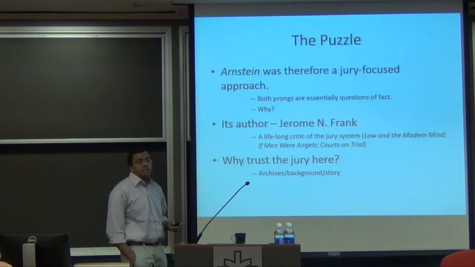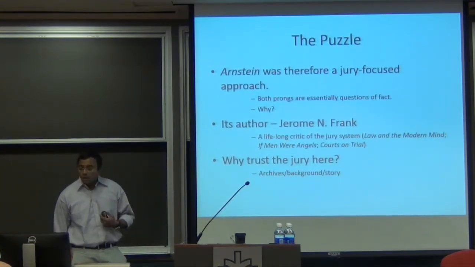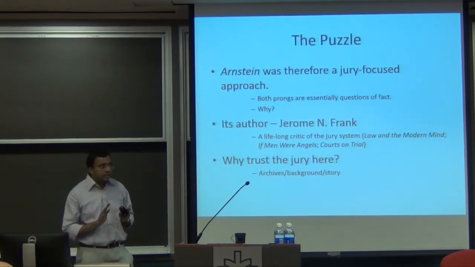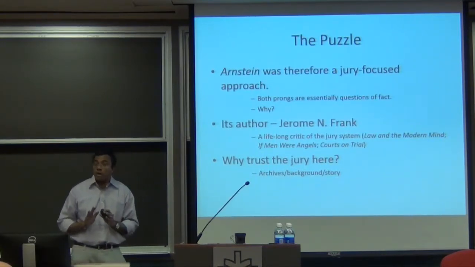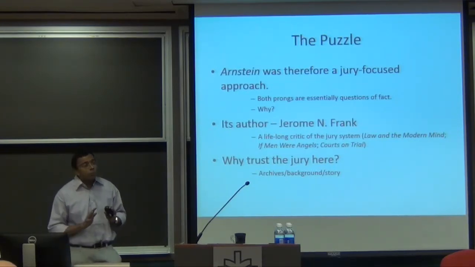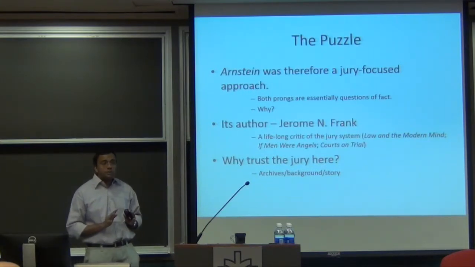So here's the puzzle that I'm seeking to solve, or at least attempted to solve when I started writing the paper. Arnstein is therefore based entirely on a jury-focused approach. The idea is that the jury should do as much as possible in the analysis, especially the improper appropriation prong. Why? Arnstein itself, the opinion doesn't give us a full explanation for this.